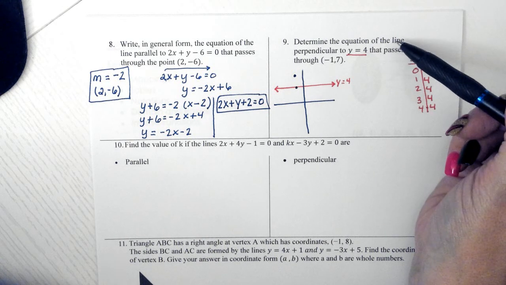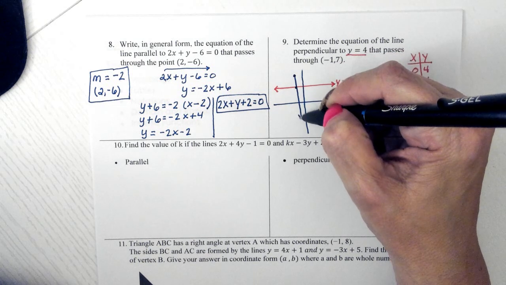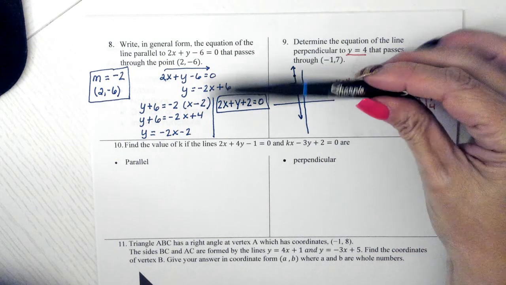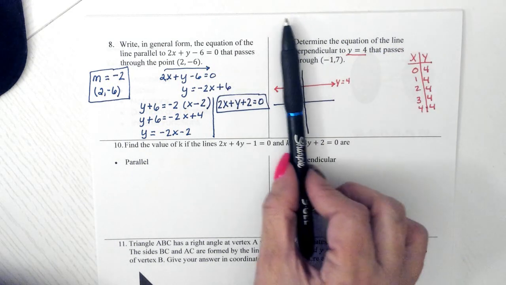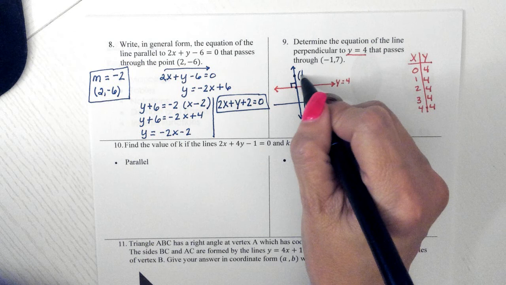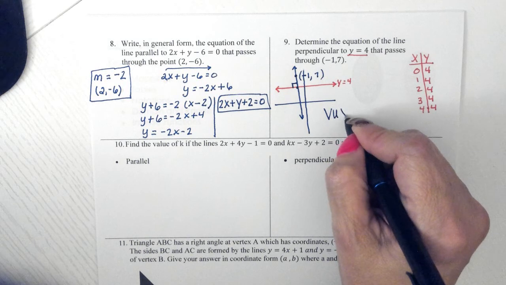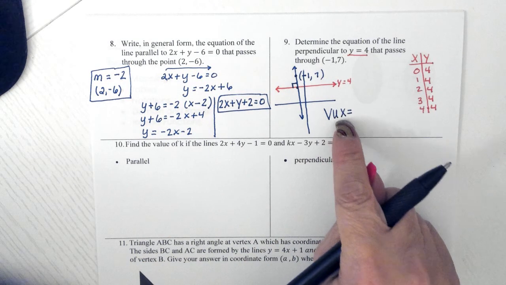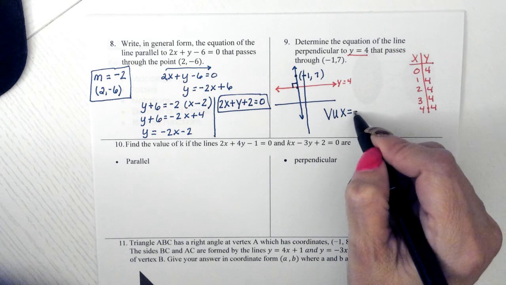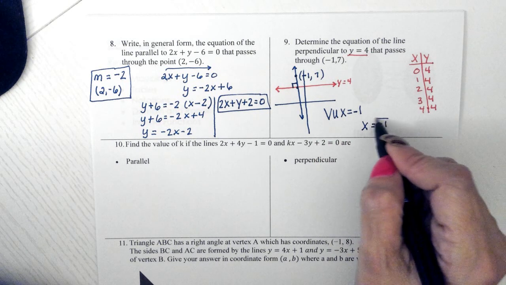I want to know the equation of the line perpendicular to this one. Perpendicular means it makes a 90-degree angle, right? So that means this is 90 degrees. Well, if I have a horizontal line, the only way to be perpendicular is to have a vertical line. That means this line right here goes through negative 1, 7. That is a vertical line. Vertical lines have the letter x that goes with them. Oh yeah, because it's x equals. What's the x of this ordered pair? It's negative 1. That means the equation of that line that is perpendicular is x equals negative 1.